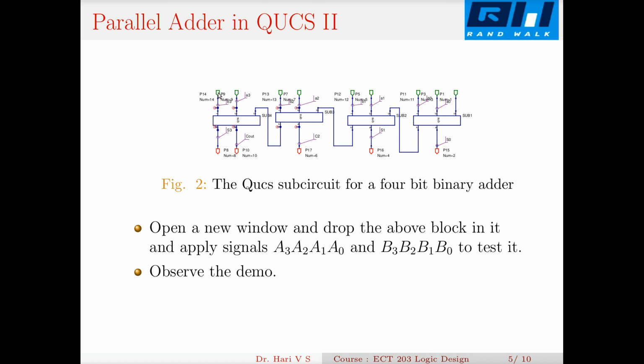Here I apply A3 and B3. I get S3, and this is my C out. So C3, S3, S2, S1, S0 is my sum. Now I will show you a demo of this in QUCS.